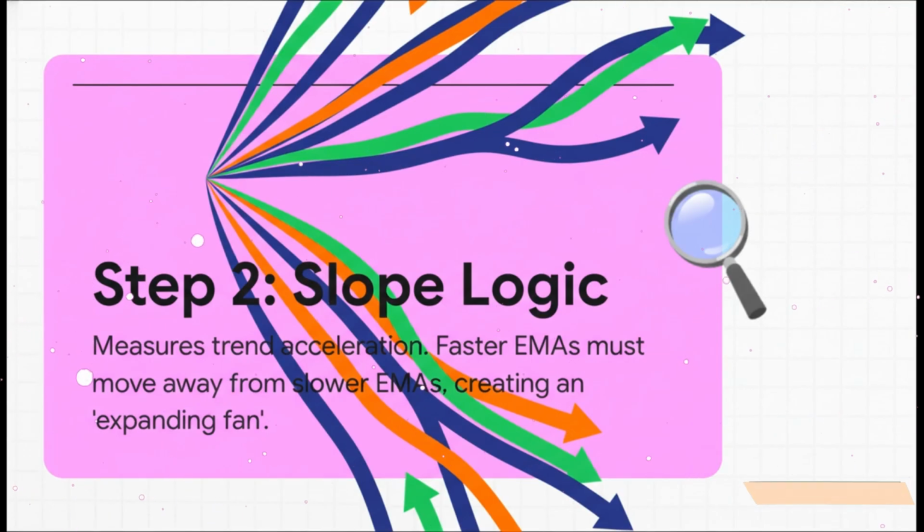This is where it confirms the trend isn't just a trend, but that it's accelerating. It's actually measuring the rate of change. It needs to see those faster EMAs pulling away from the slower ones, like a fan opening up. This is basically the mathematical proof that fresh power is pushing into that move.